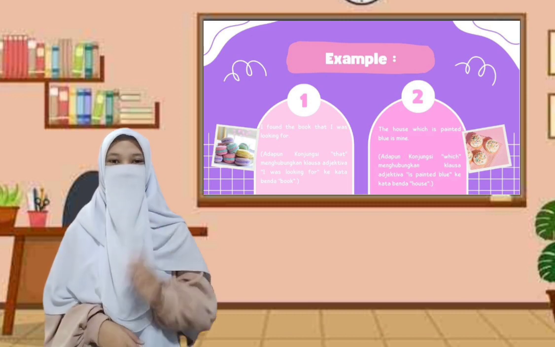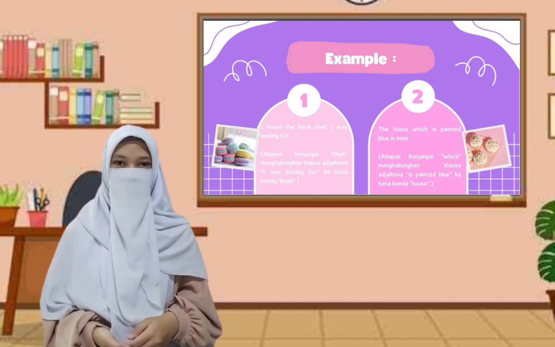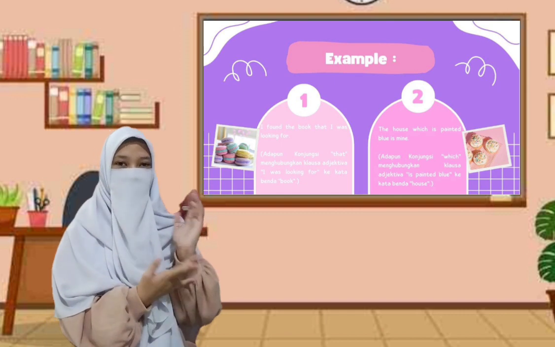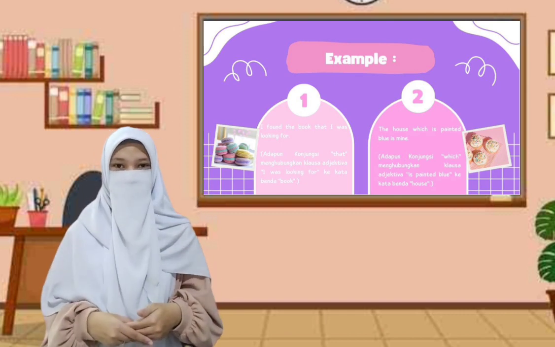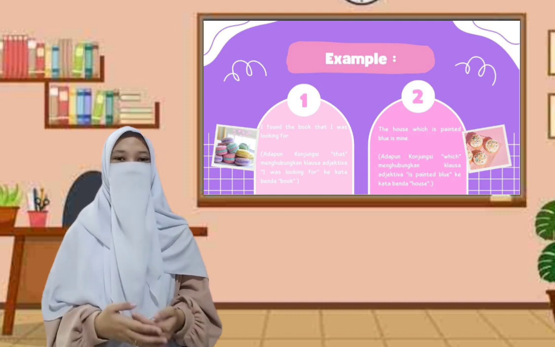Example number 2: The house which is painted blue is mine. So, the conjunction which connects the adjective clause is painted blue to the noun house. The adjective clause is painted blue in this sample describes the noun house in the sentence.